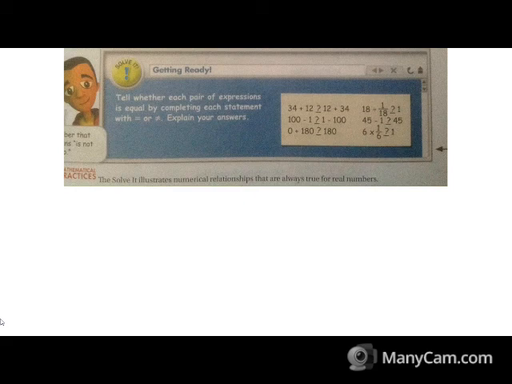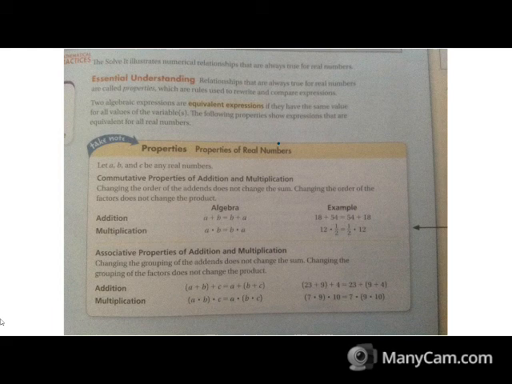So before tomorrow, let me just briefly explain to you. We're going to be looking at equivalent expressions. Those are when two algebraic expressions have the same value for all values of the variable. As I was stating before in the previous sections, you have the commutative property. Commutative means you switch the order around, as in a plus b equals b plus a. Same thing for multiplication: a times b equals b times a, where a and b are real numbers.